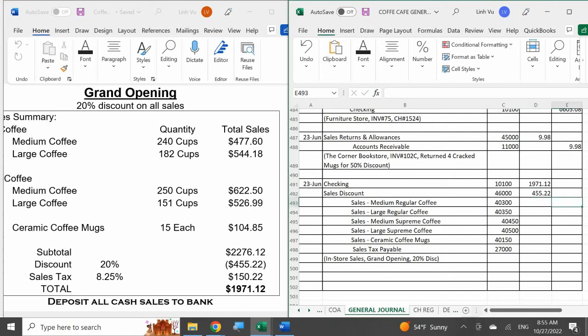How much was my sales for the medium regular coffee? $477.60. Large regular. $544.18. Medium supreme. $622.50. Large supreme. $526.99. Ceramic coffee mugs. $104.85.